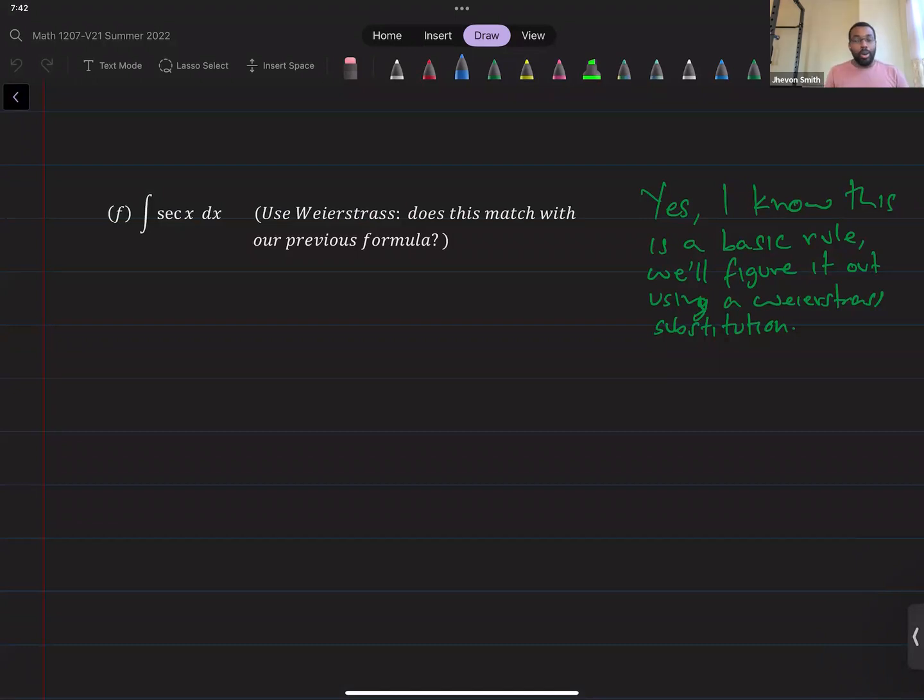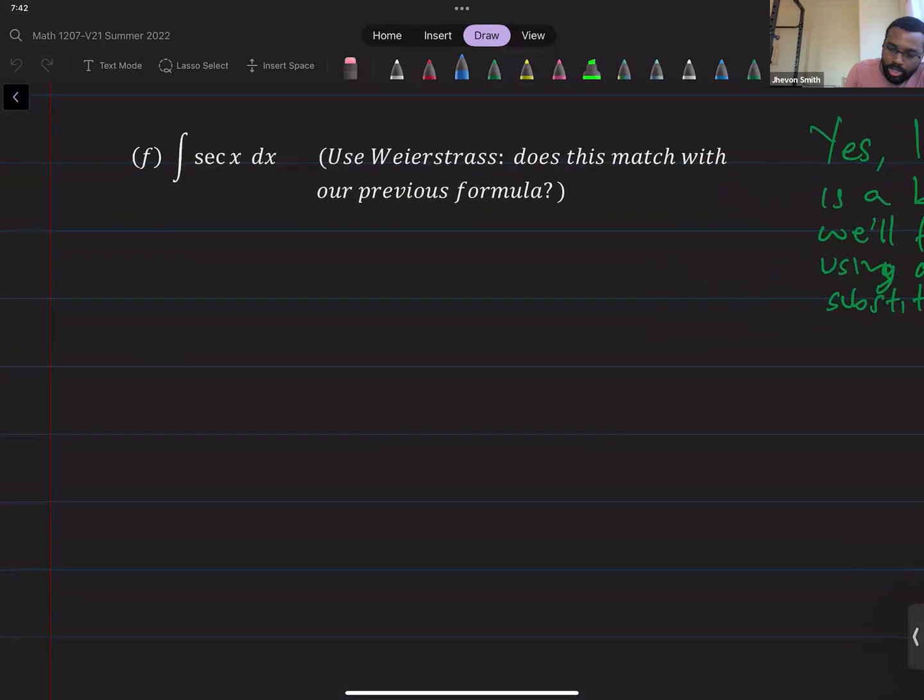You can actually figure out what these things are. So if you use a Weierstrass substitution, there's no need to multiply and divide by any mysterious quantities. You can actually directly construct an integral that will help you to figure out the integral of secant. So I thought it'd be really cool to show you guys that.